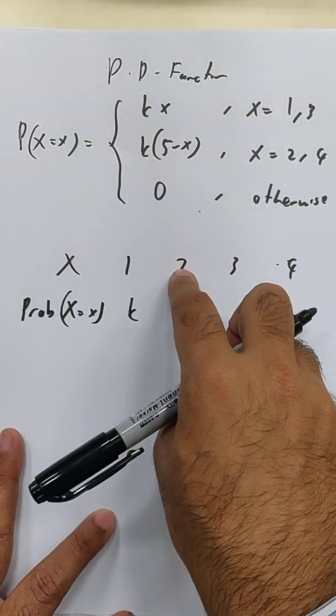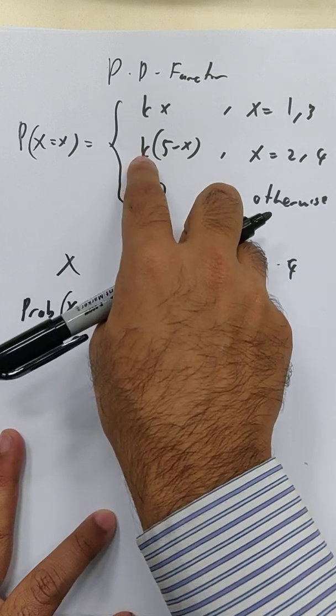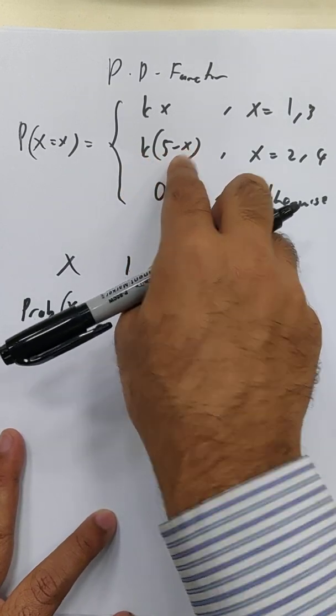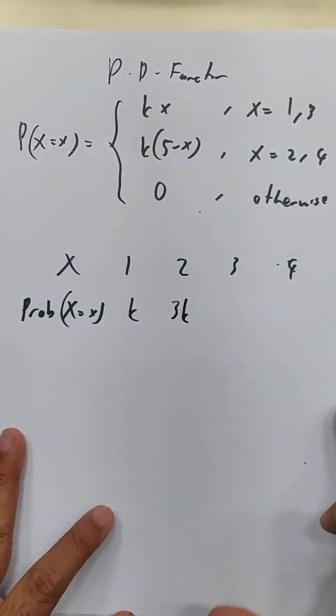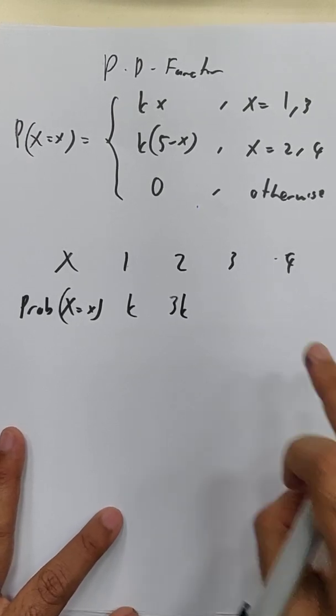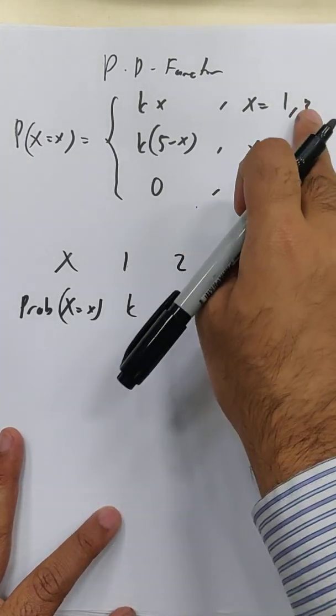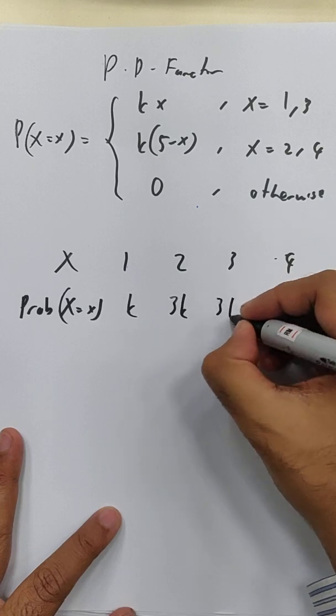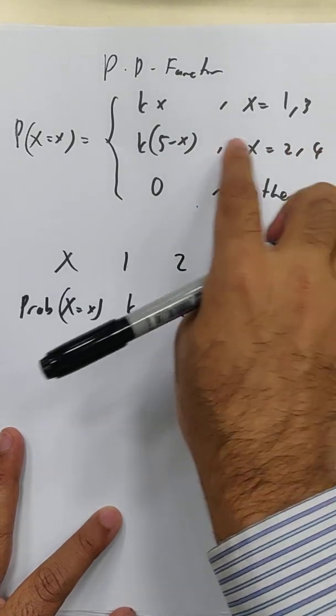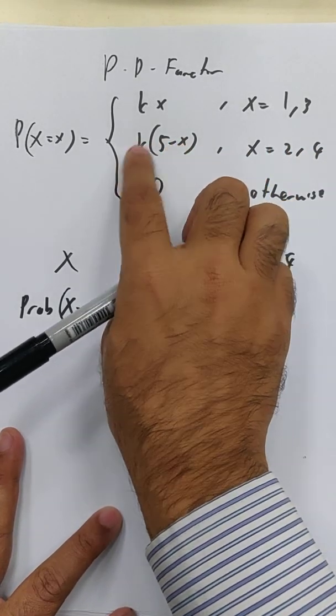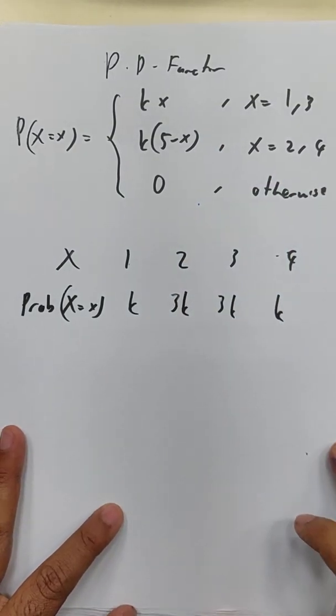What about for 2? k, 5 minus 2, 3k. Are you still alive? Now what about 3? 3k. And 4? 5 minus 4? 1. k.